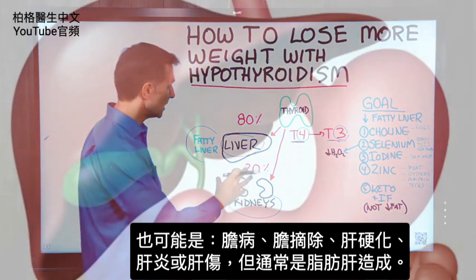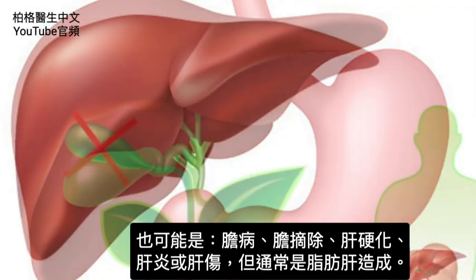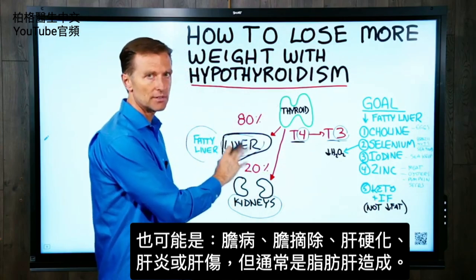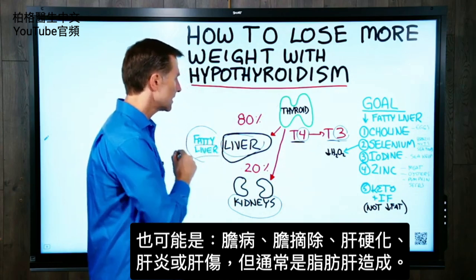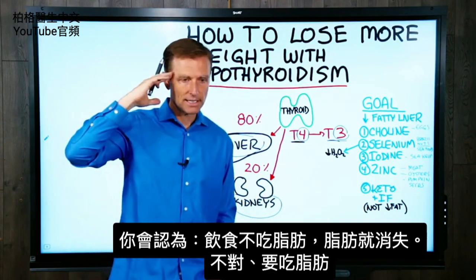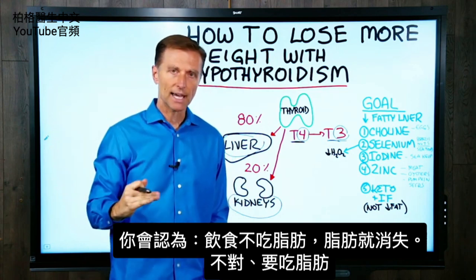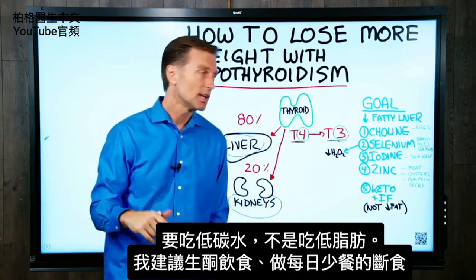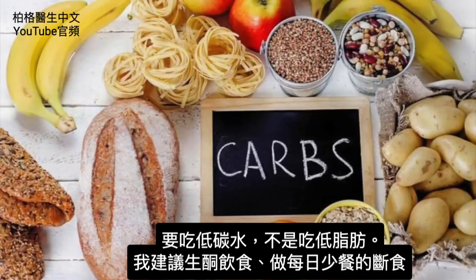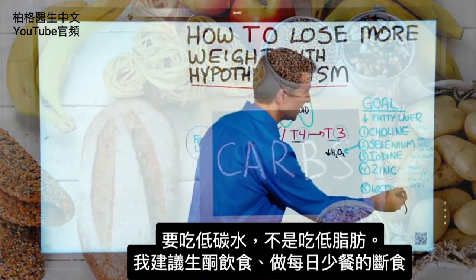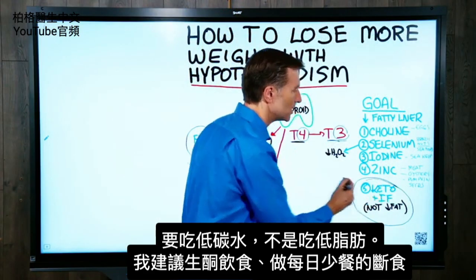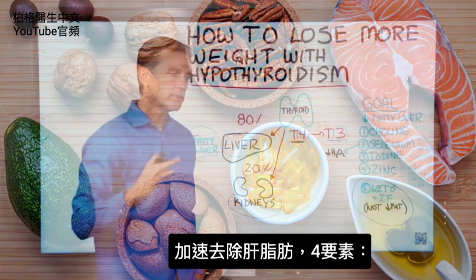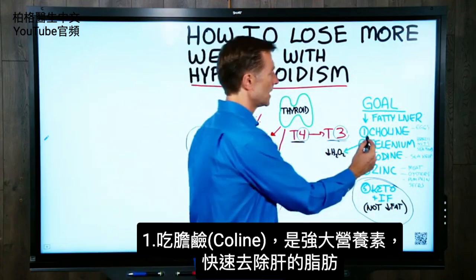Now, it could also be a problem with your gallbladder. It could be a problem with not having a gallbladder. It could be cirrhosis. It could be inflammation or some damage in the liver, but usually it is a fatty liver. Now, you would think that all I need to do is cut the fat out of my diet and the fat will go away. That's not how it works, and that's not what you want to do. You do want to cut the carbs out, okay? That's why I'm going to recommend keto and intermittent fasting, but you don't want to start cutting down the fat in your diet, okay?